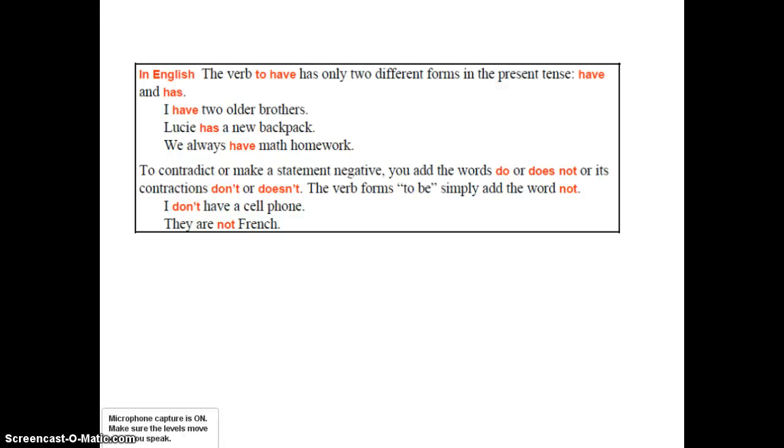Salut! Tonight's lesson is all about the verb avoir. We haven't learned any verbs so far this year, so this is going to be a little bit of a new concept and require a little bit of extra information.